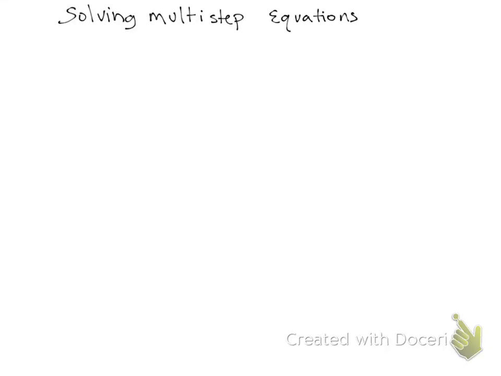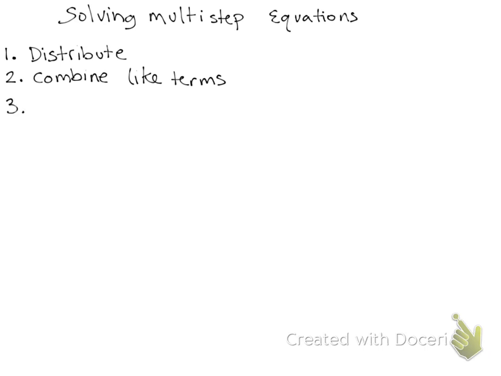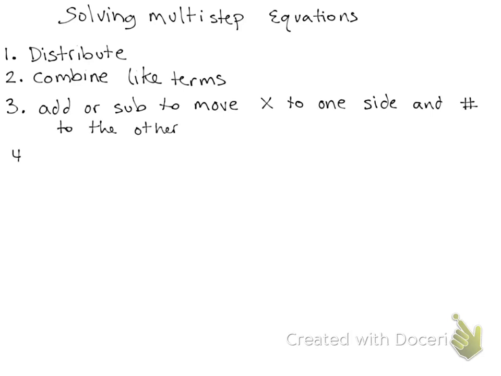Alright guys, so today we're going to talk about solving multi-step equations. There are 4 basic steps when you solve any equation. Step 1, you want to distribute. Step 2, after you distribute, you want to combine like terms. And then you want to either add or subtract to move terms around. So you need to move x to one side of the equation and everything else to the other side. And then step 4, you either solve for x by multiplying or dividing for the most part. So let's do some practice problems so y'all can see how these steps are applied.